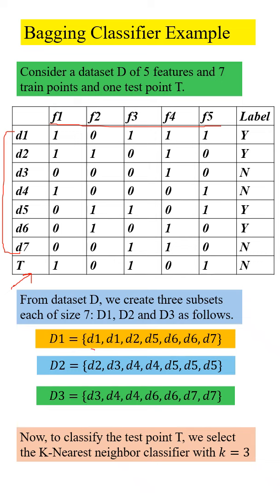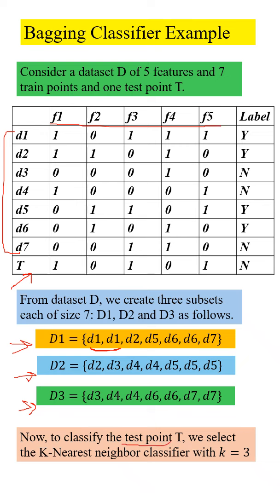We can see here that there are repetitions because these subsets are created, the samples are generated, with replacement. So we have this D1, D2 and D3. So these 3 will serve as the data sets for our 3 base learners.